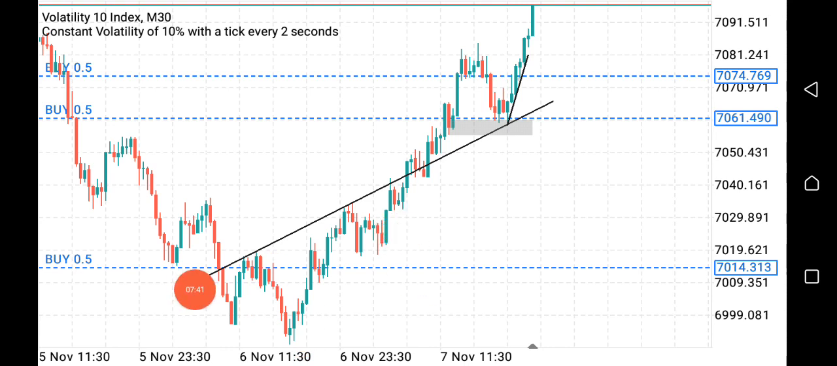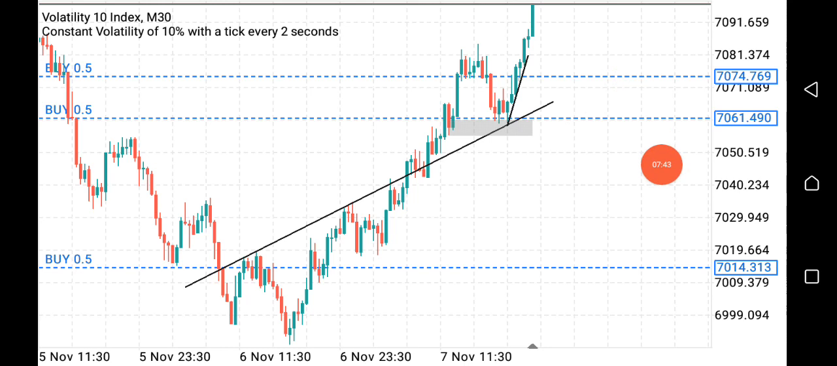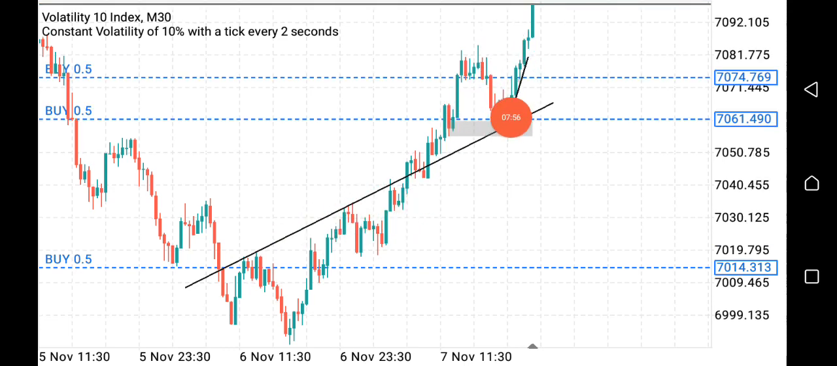So that was why I put across this trend line here. This trend line indicates the neckline. So this is the neckline. So the market broke the neckline and it had to come back to retest the neckline.